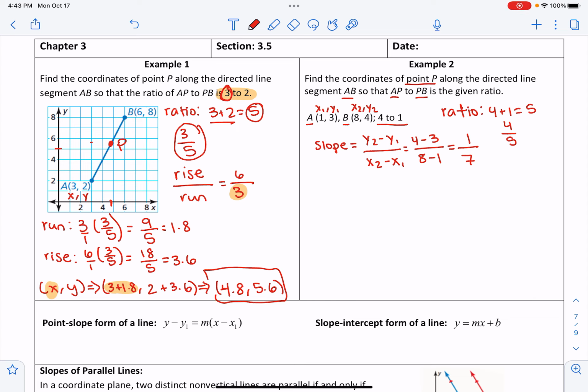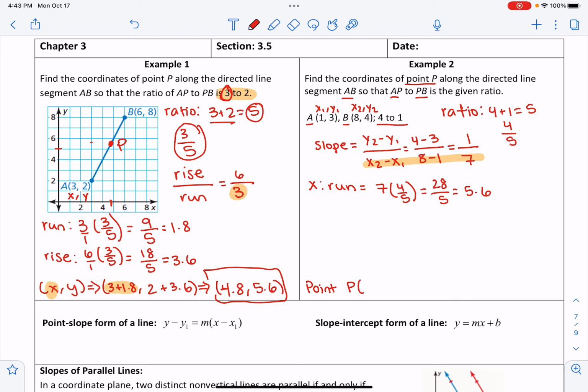Okay, so now our job, we're going to start with our run because that's our x coordinate. So I'm going to even put that x next to it, which is our run, which we got as 7. Remember, run is our x's, 7. And we want 4/5 of 7. So 28/5. Taking 28, dividing by 5, and we get 5.6.